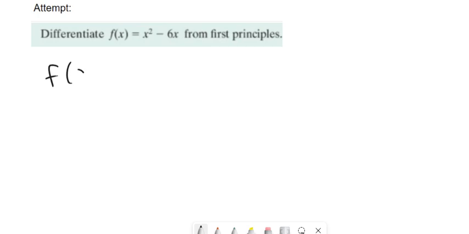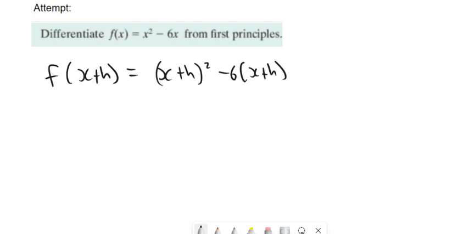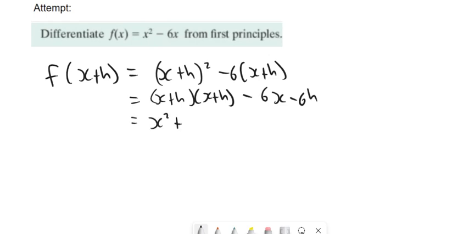Right, so the answer anyway, f of x plus h would be, I'm putting in x plus h with the x now everywhere, so x plus h squared minus 6 times x plus h. So let's just go and do this out. This will be x squared plus 2hx plus h squared, minus 6x minus 6h.